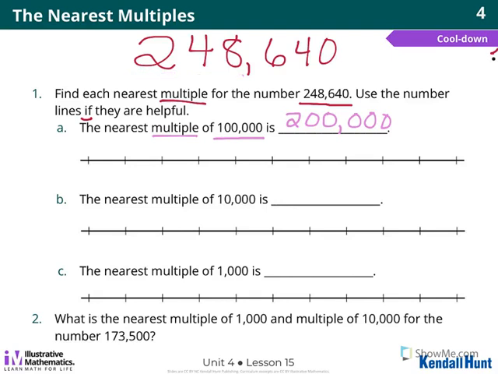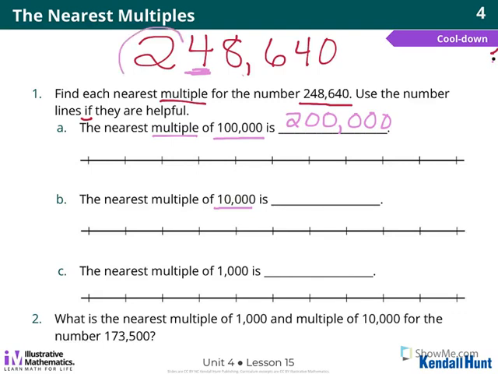Okay, almost everybody got A, but then B, we started to get confused. Now it says the nearest multiple of 10,000. So I'm going to go to my 10,000s place, and I'm going to think, okay, is 248,640 closer to 240,000 or 250,000?